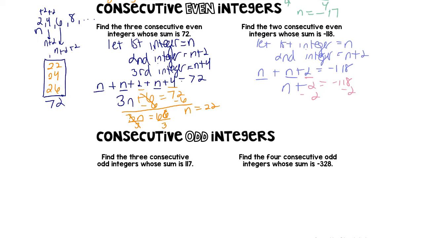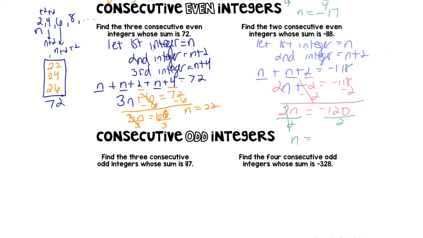Subtract 2 from each side. We get n is negative 120. Well, if that's one even integer... Oh, I made a mistake. I hope you see it, because I missed it, obviously. This should be 2n plus 2. So now I divide by 2.